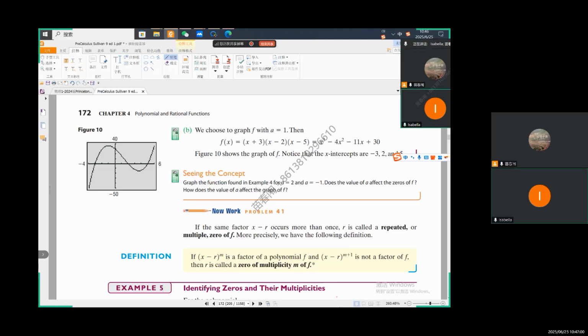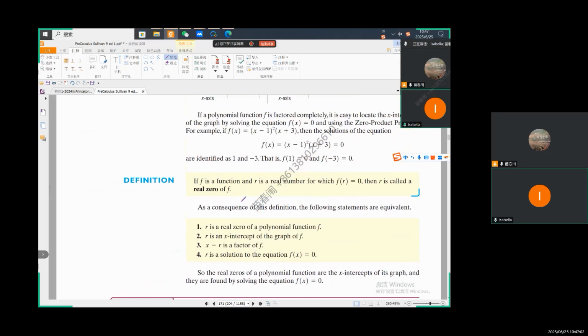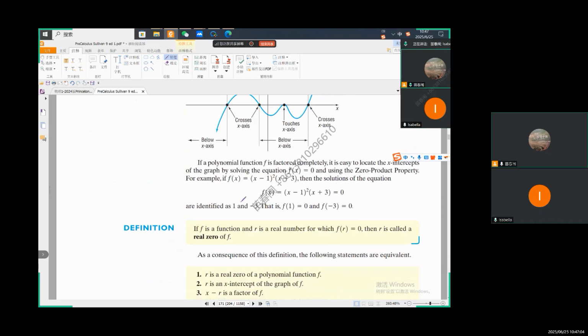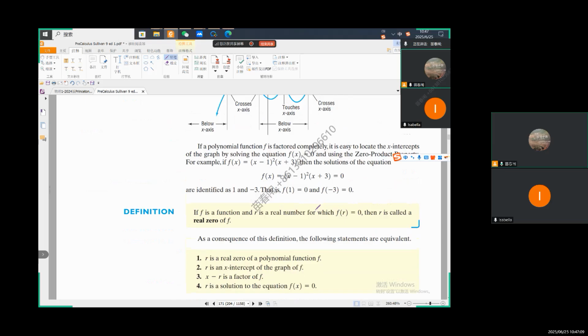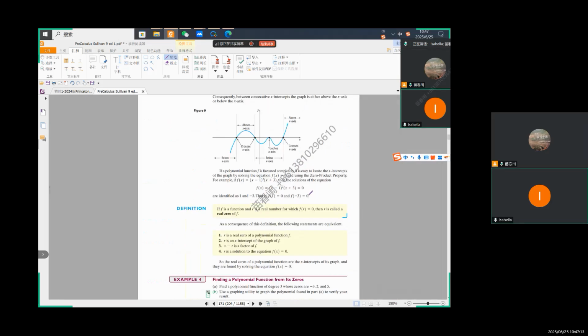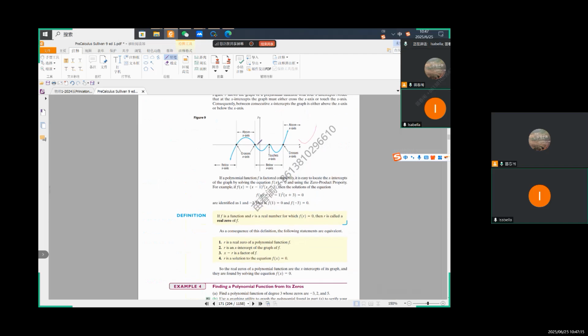Okay, I just wrote that down. So the definition of zero, to be more exact, is this. If you intersect, for example, if it's this, all this is called the zeros, the zero of this function.